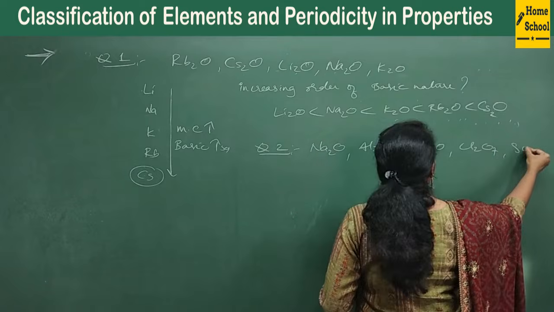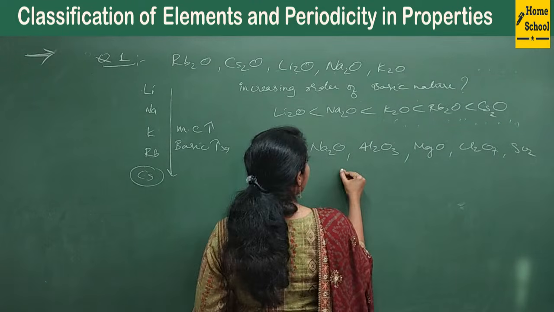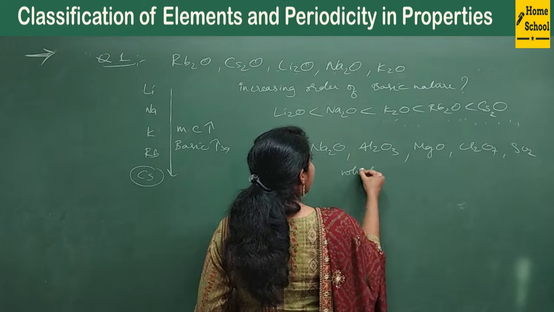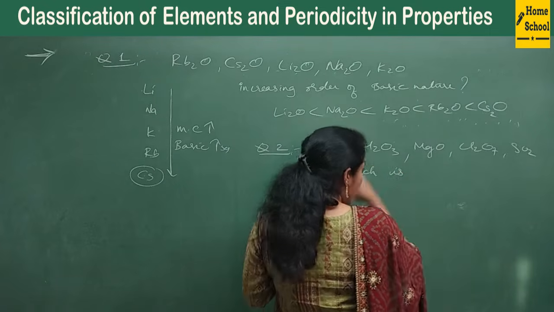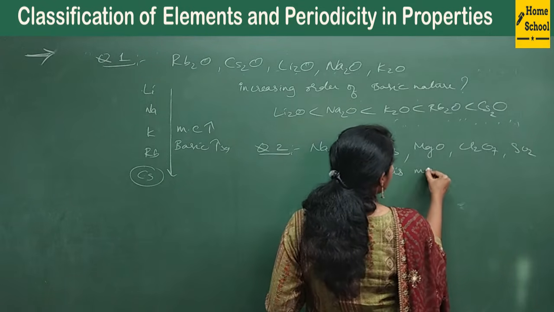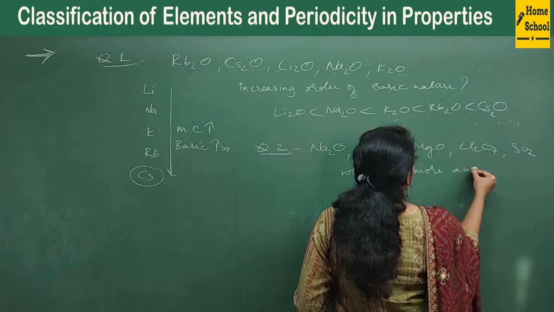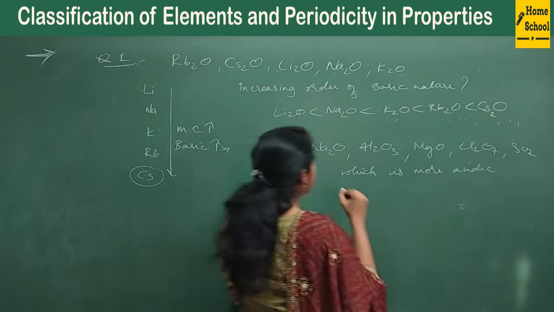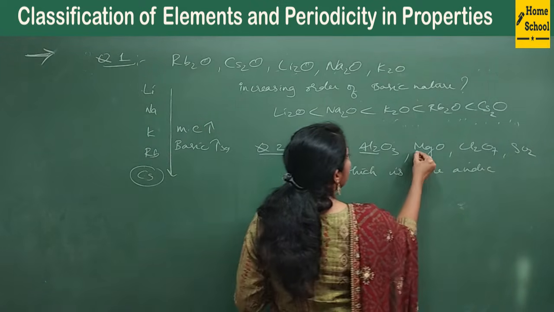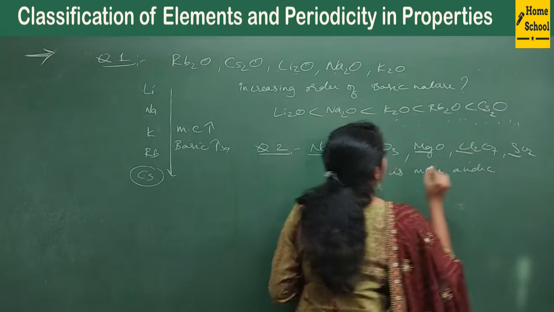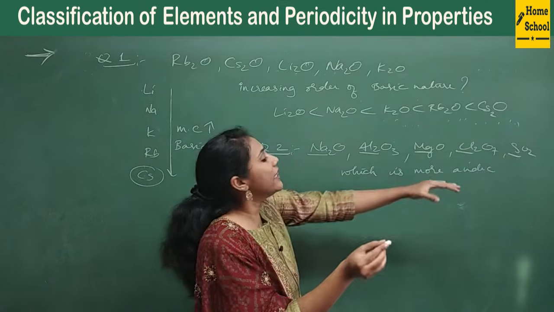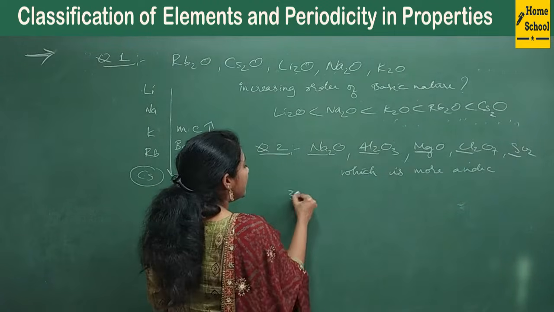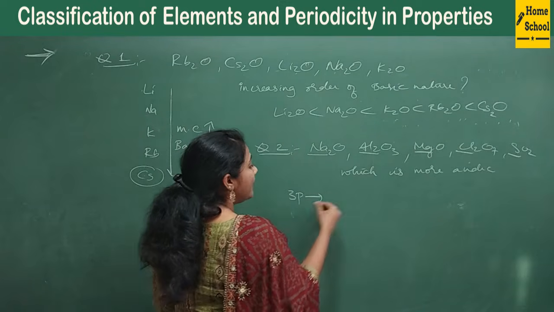Cl2O7 and SO2. My question is, which of the oxides is more acidic? Then how do you decide? See, sodium, aluminium, magnesium, chlorine, sulfur, all of them come in the same period. Actually, they belong to the third period, right?